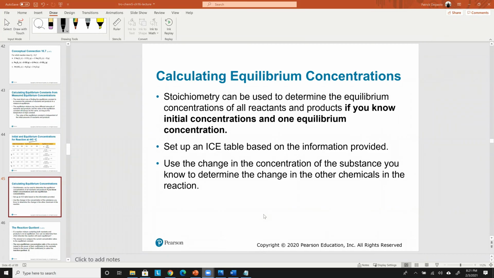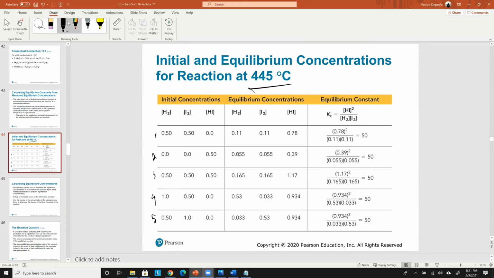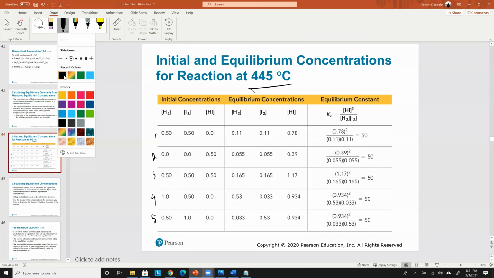Oh, Sebastian, good question. Why 445? Just because that's what it said. That was an experimental condition. If it was 450, they'd be a little different. If it was 100, they'd be different.